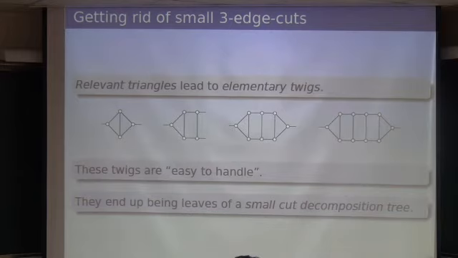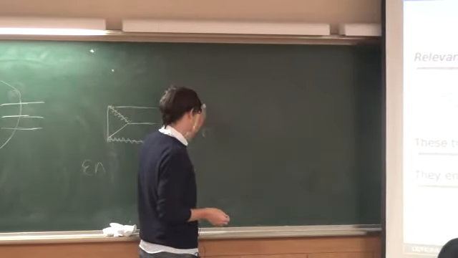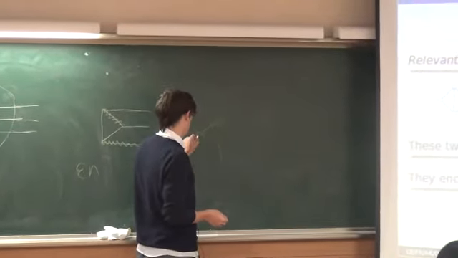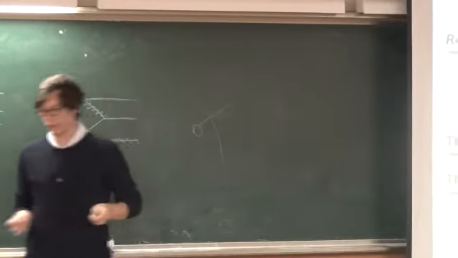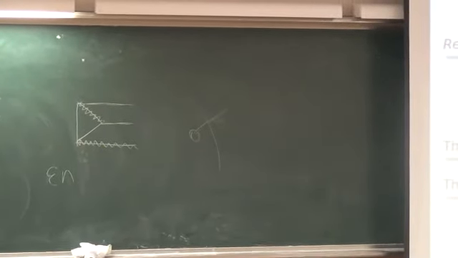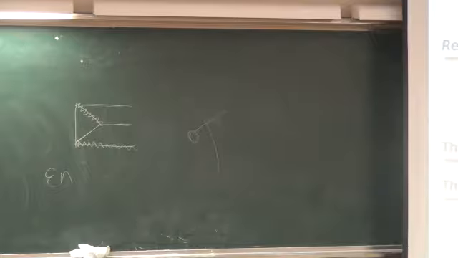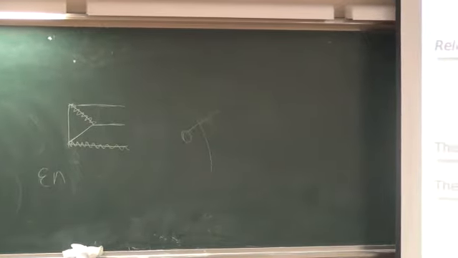Actually, we're going to make a small cut decomposition tree, which is a decomposition tree where the edges correspond to cuts and the vertices correspond to vertex sets. We're going to do that so that every twig is a leaf and every leaf is a twig. It's not trivial to show that this exists, but it's not that hard either.